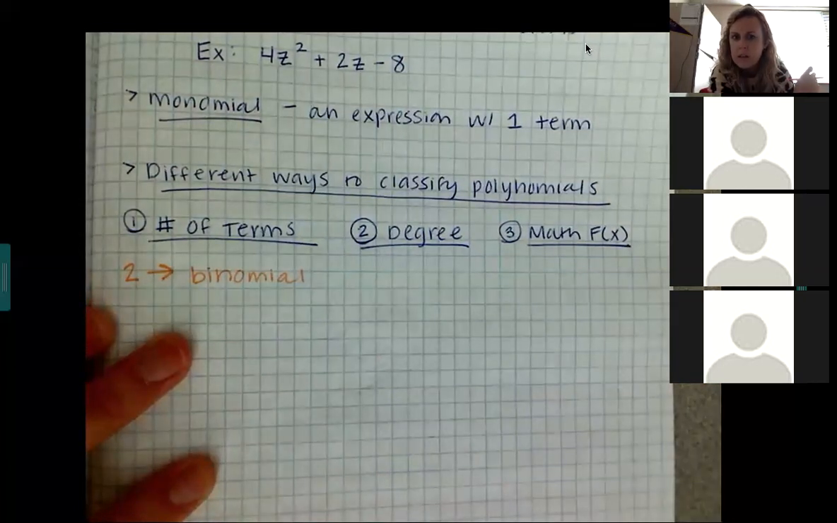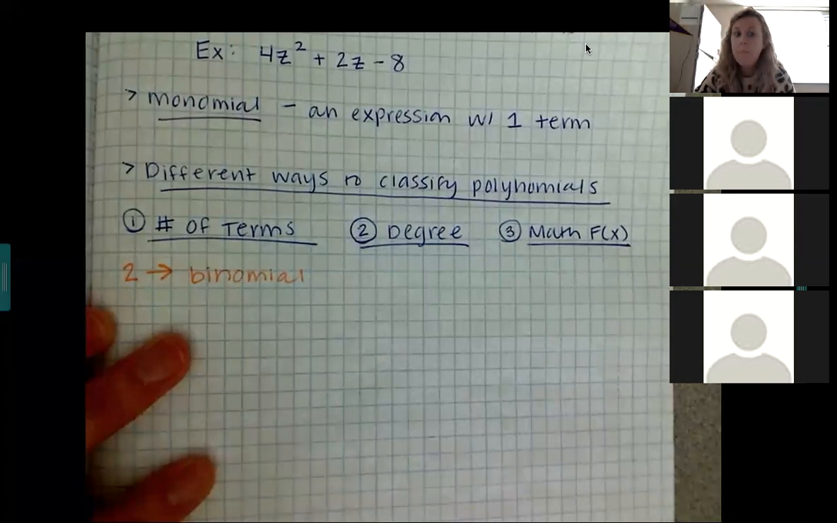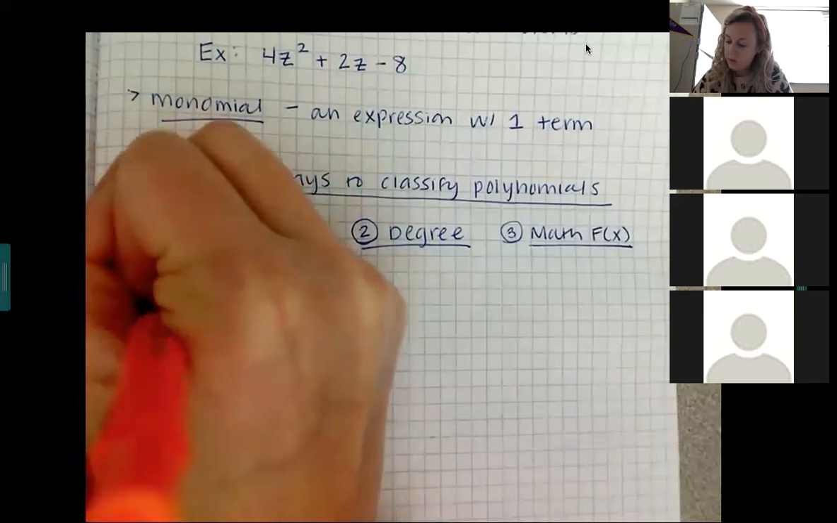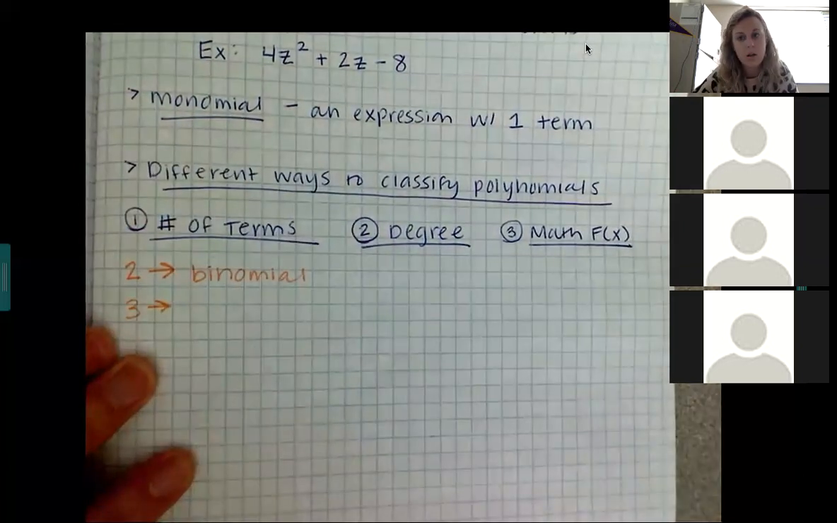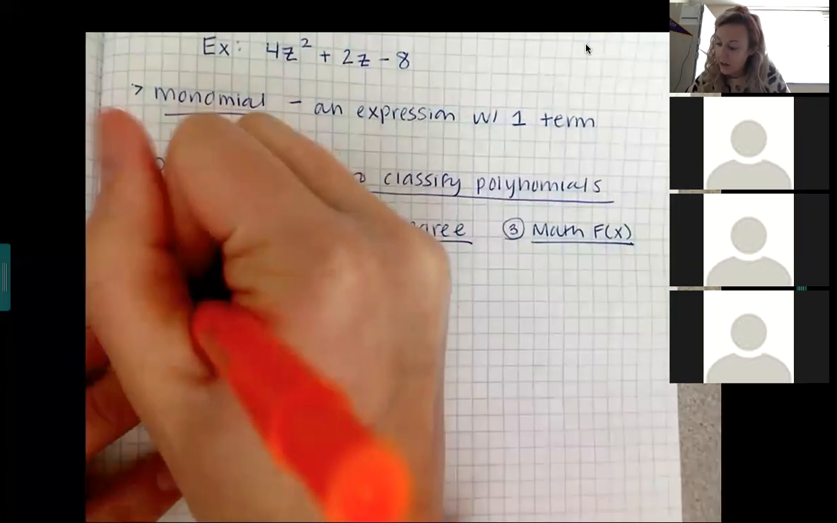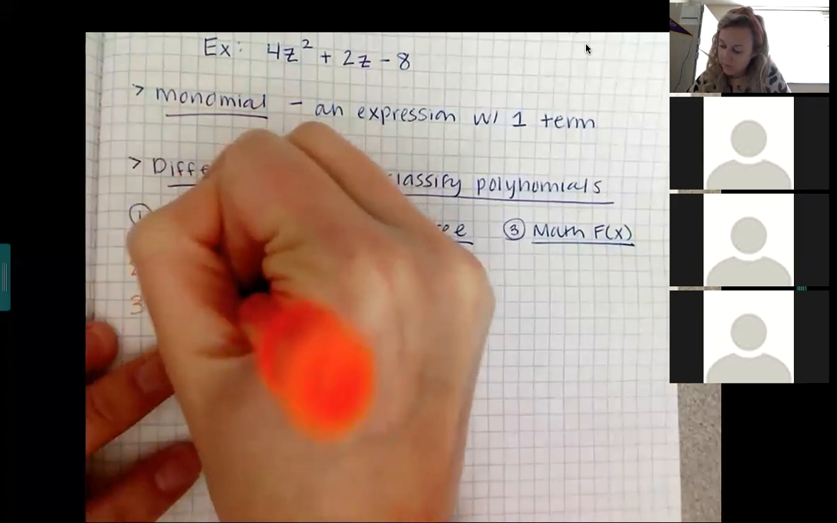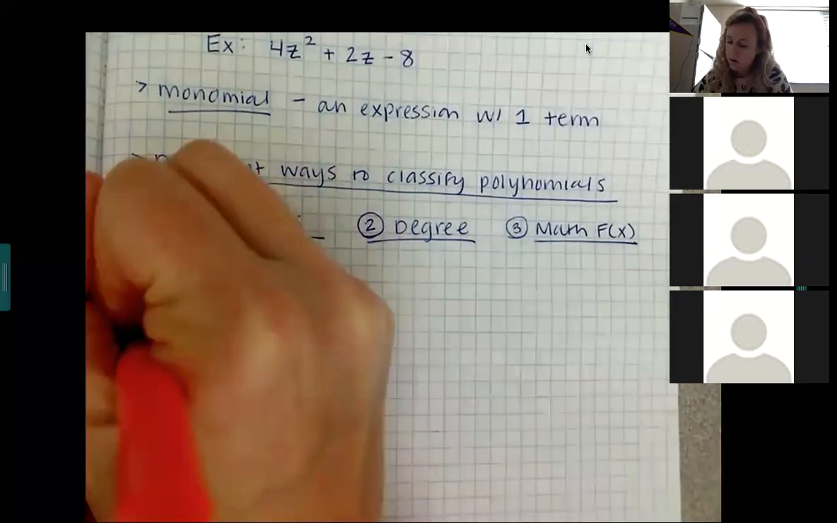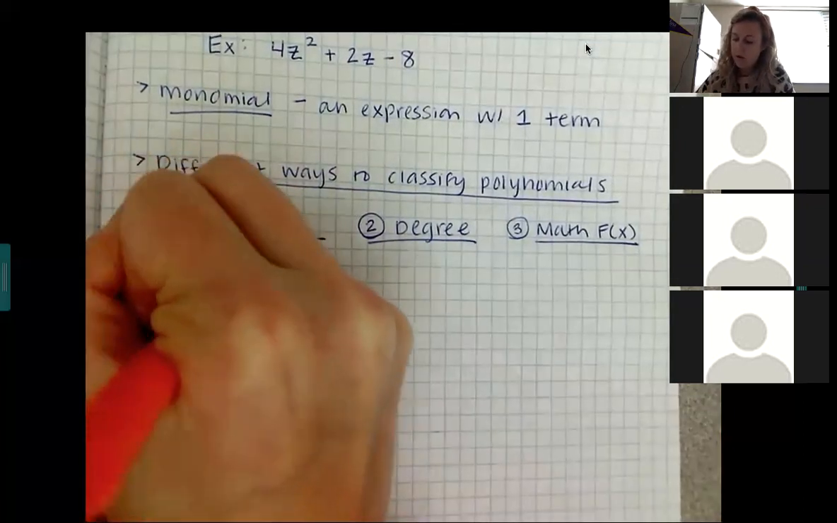I hope you've seen this word before. So think about a bicycle or a bike. 2 wheels. A binomial has 2 terms. Are y'all okay with that? Mm-hmm. All right. What if it has 3 terms? What do you think we call it? A trinomial. Trinomial. Very good. A trinomial. Yeah. What about 4?